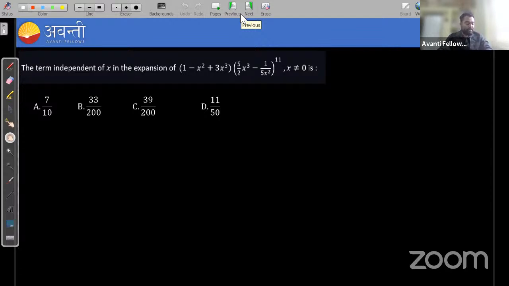In this question, it is asking for the term independent of x in the expansion of 1 minus x square plus 3x cube into 5 by 2 x cube minus 1 by 5 x square whole to the power 11. Right? Chalo.